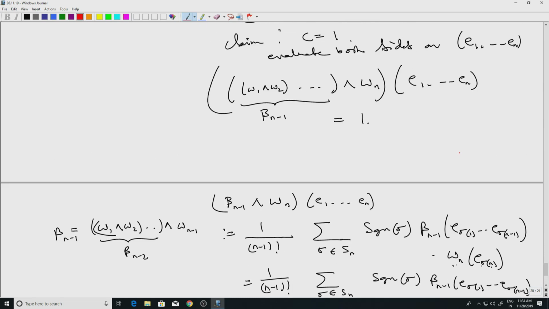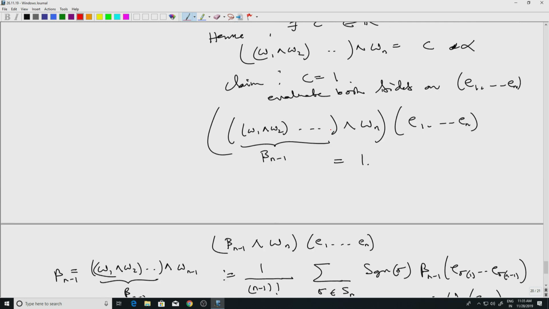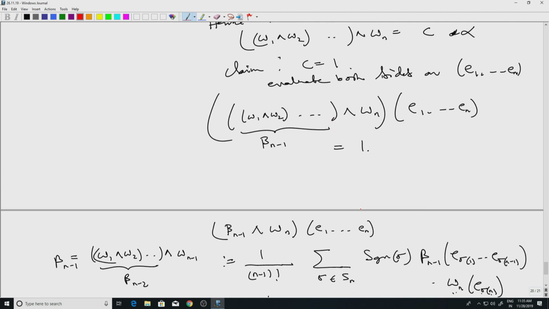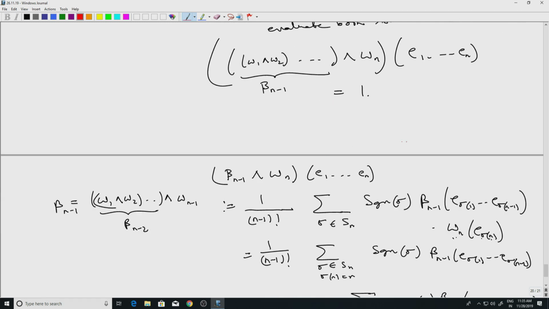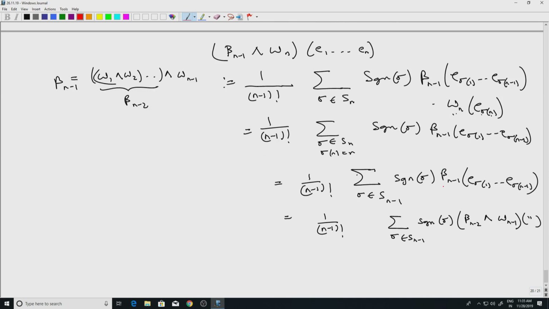And it's an inductive process. So let me call the first n-1 wedge products beta n-1. The whole thing we can write as beta n-1 wedge omega n, and then use the definition of the wedge product to write it like this.